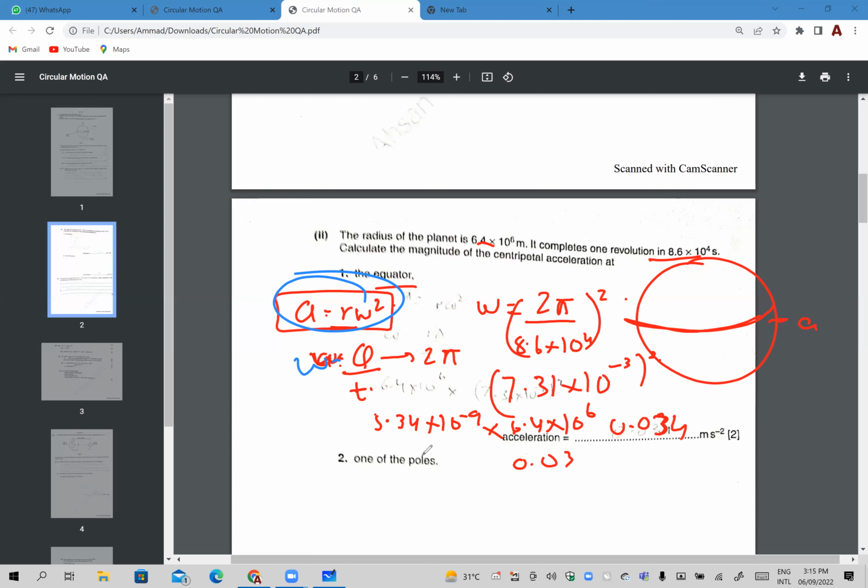This was just at the equator. We need to figure out the acceleration at one of the poles.